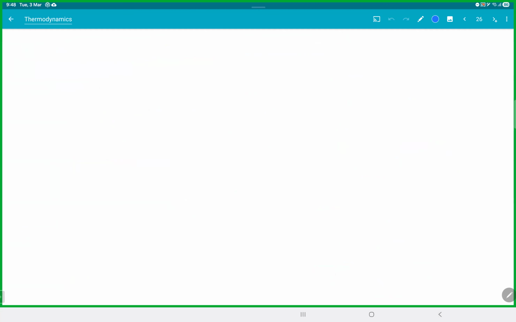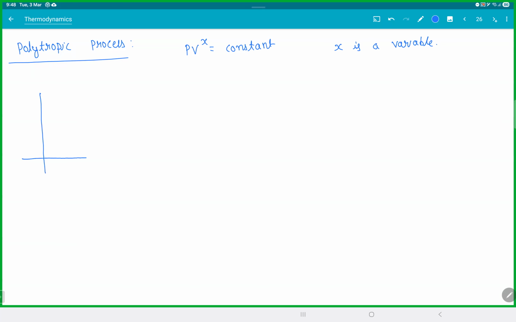That's your fourth process. The fifth one is your polytropic process. What's a polytropic process? Anything which looks like PV power x is equal to constant. Now, luckily, the formulas will look similar to the adiabatic ones. Here, x is a variable. So this actually covers all the processes we have done so far.